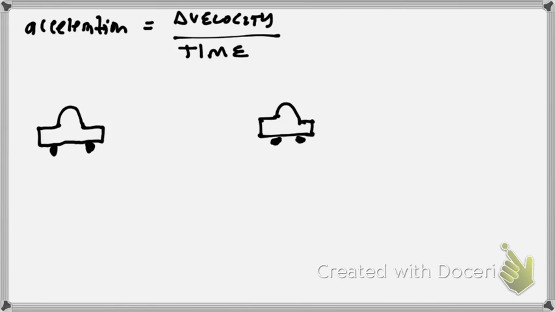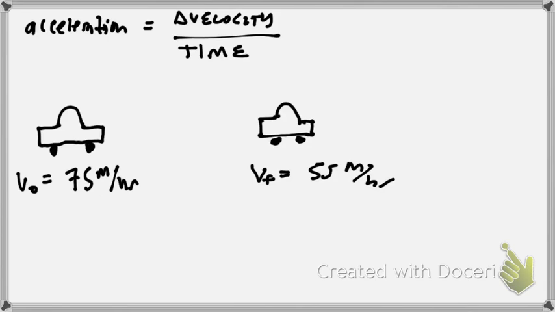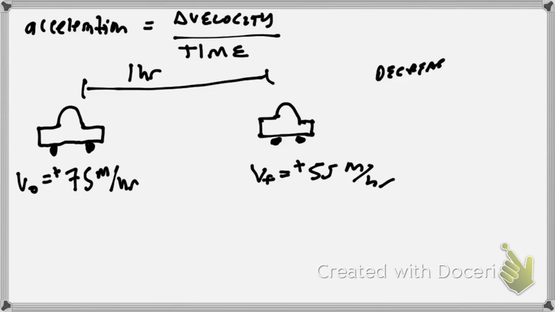All right. And the V initial for this car, this guy, is 75 miles per hour. And V final for this guy is 55 miles per hour, right? So over this time of 1 hour, all right, he has decreased his speed.